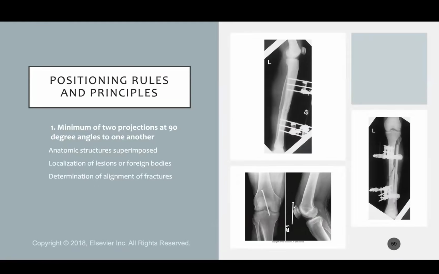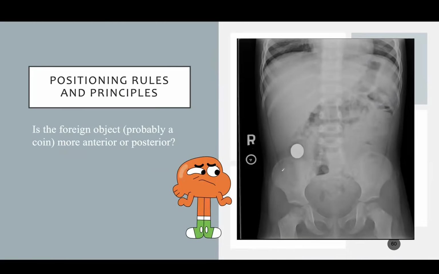Last, but not least, for positioning, usually there's a minimum of 2 projections at 90-degree angles. That does not apply to things like a KUB, for example, unless there's maybe something ingested. So this is a pediatric patient, and it's great, we see they swallowed a coin. It's on the right, kind of right lower quadrant-ish area, maybe kind of in the middle. But is it more anterior or posterior? There's no way to tell unless you take a lateral image. This might be one of those situations where you do take a lateral image.